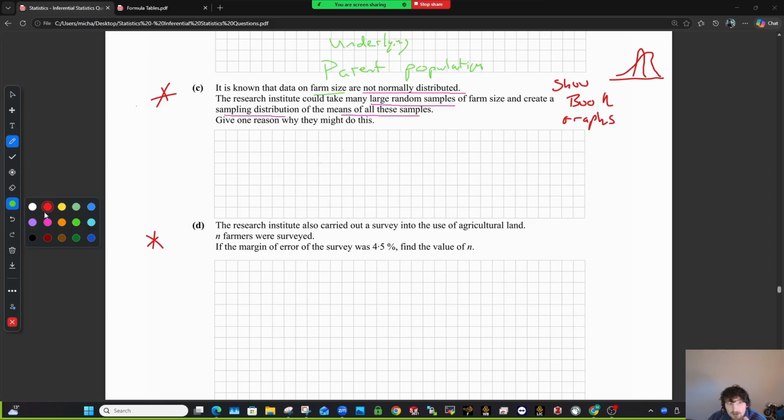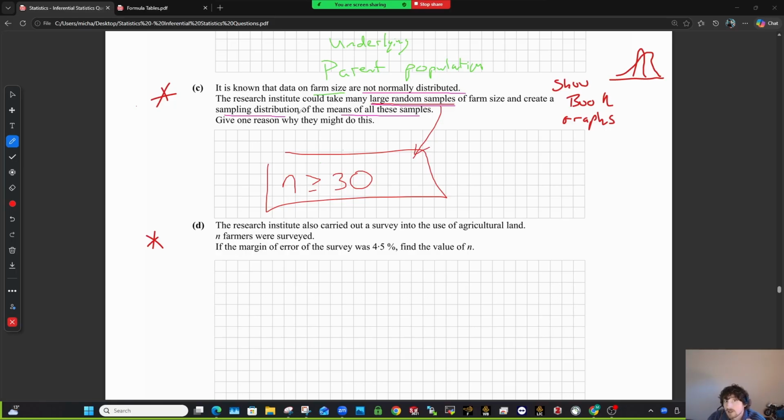What happens is if that thing is not normally distributed, like it is in this question, the size of our sample has to be greater than or equal to 30, and that's according to the central limit theorem. That's why they say large random samples. What they mean by that is n greater than 30. For full marks in this question, you would need to quote that what they're talking about here is the central limit theorem, and then say that according to the central limit theorem, as long as your sample sizes are greater than or equal to 30, the distribution of your sample means will be normally distributed, even if the underlying parent population was not normally distributed.